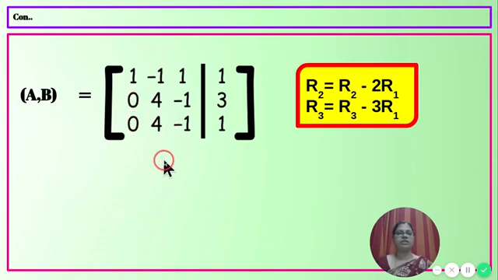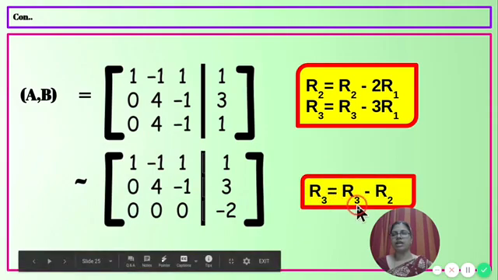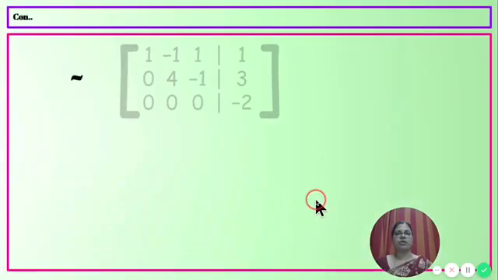Now we have to change this into 0. For that I am applying this linear operation. R3 is equal to R3 minus R2. So after applying this, I have transformed the matrix into a row echelon form.